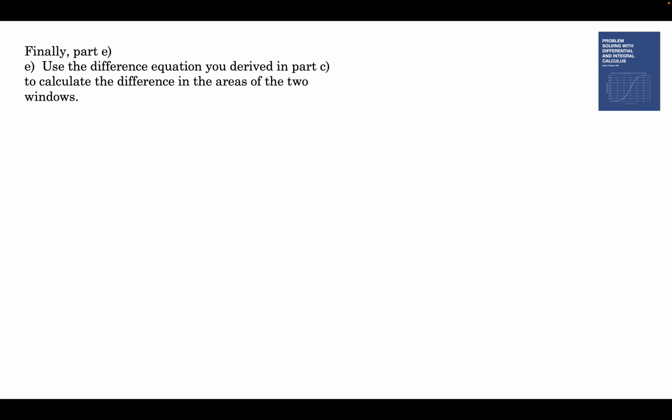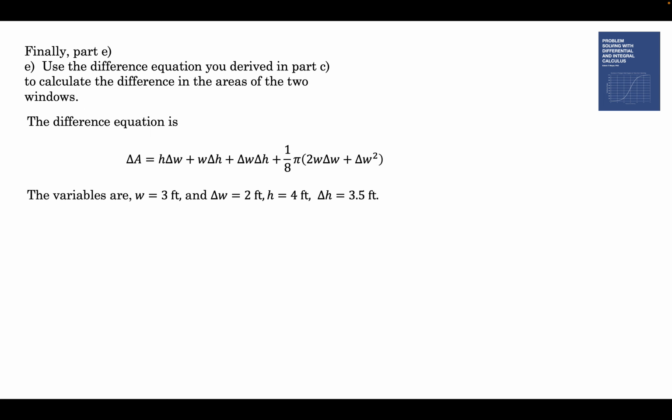Part E is to use the difference equation we derived and compare it with the result we got with the normal equation. So here's the difference equation. w is 3 feet. Delta w is 2 feet. We're going to 5 feet. In h, we went from 4 to 7.5, so delta h is 3.5 feet. We stick in all the numbers.